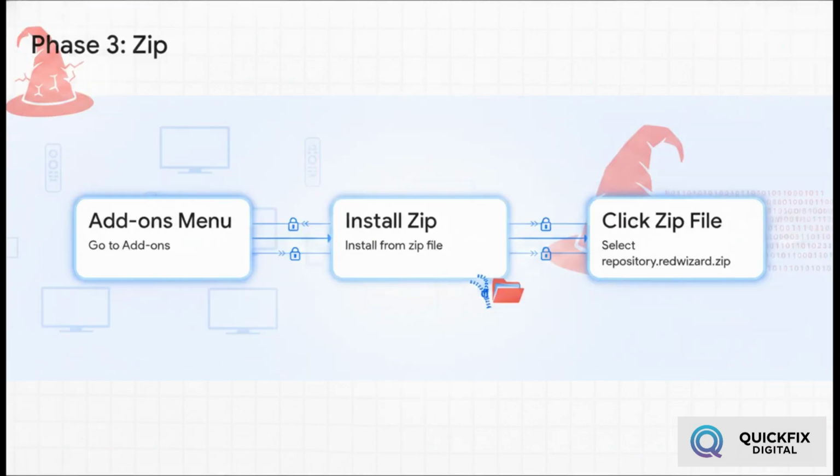Moving on to phase 3. Just back out to the main system screen, click Add-ons, and then choose Install from zip file. Find that repo you just named, click it, and look for a file called repository.redwizard.zip. Click that, and then just hang tight. Don't press anything else until you see the red repo add-on installed message pop up on your screen.